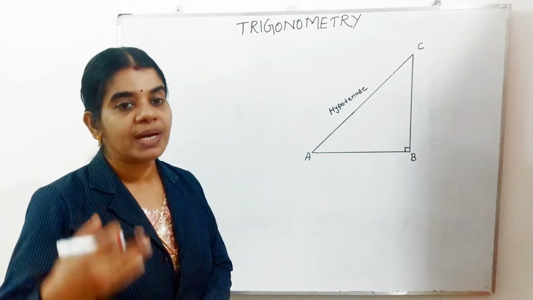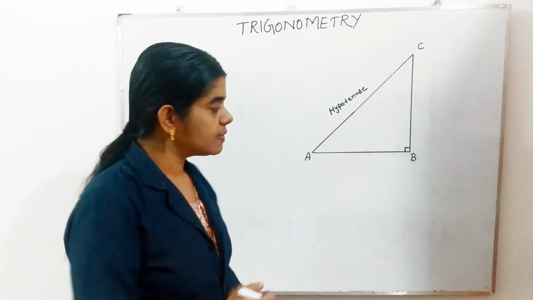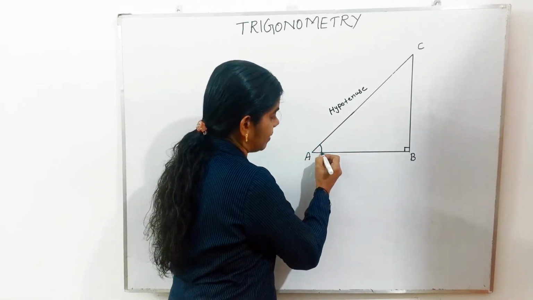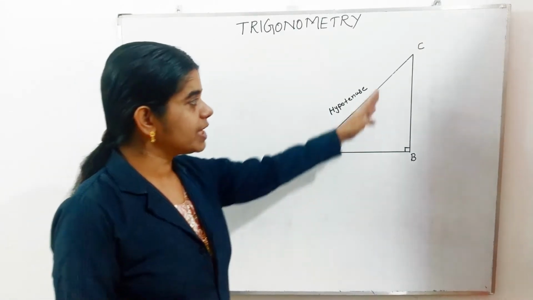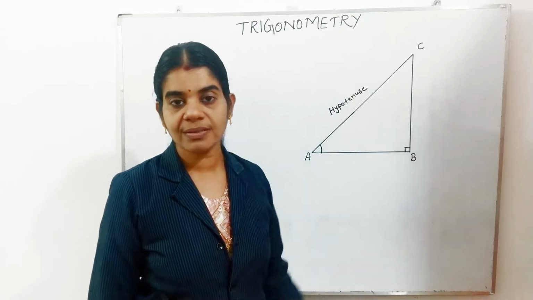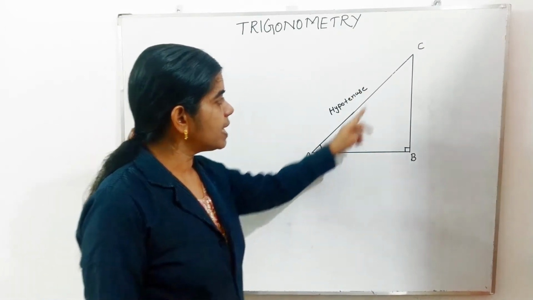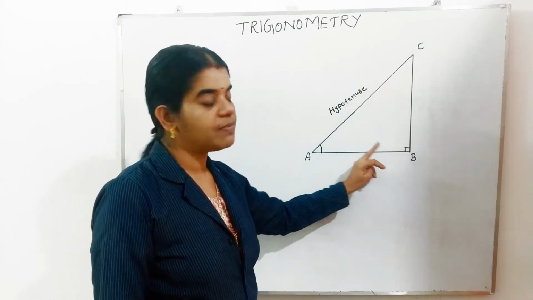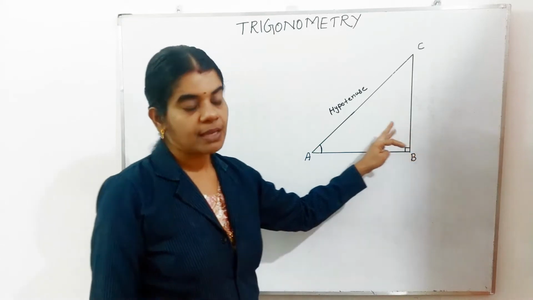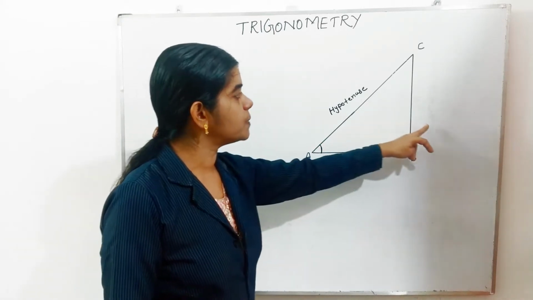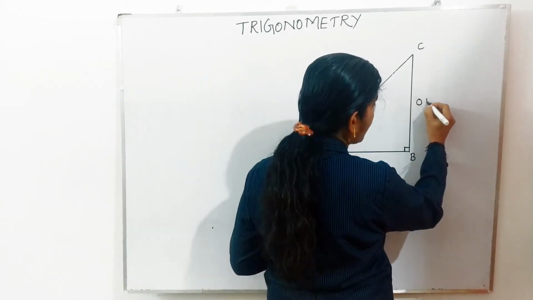With respect to one acute angle, we are finding the trigonometric ratios. First I am taking this angle A, this acute angle A. If you take C, the sides will change accordingly. Based on the angle A, what about the side BC? BC will be the opposite side to the angle A. If you are looking at this angle A, its opposite side will be BC. So I am naming BC the opposite side.